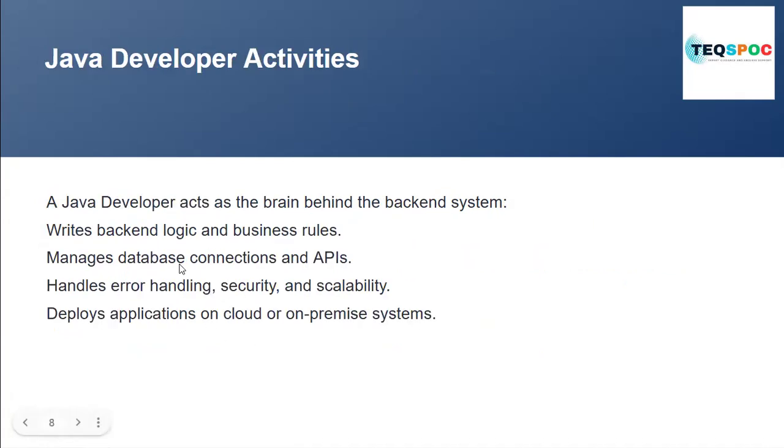Okay. Now, the Java developer's activities. As a Java developer, what activity will you perform? A Java developer acts as the brain behind the backend system. You write the backend logic and business rules, and manage the database connection with APIs. As a backend developer, you will create an API. That API will integrate with the database, take the data, and put it into the front end, which you basically see in front of your eyes.